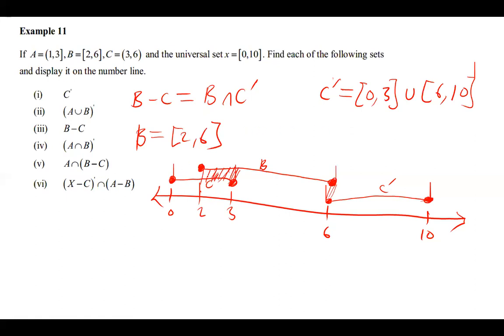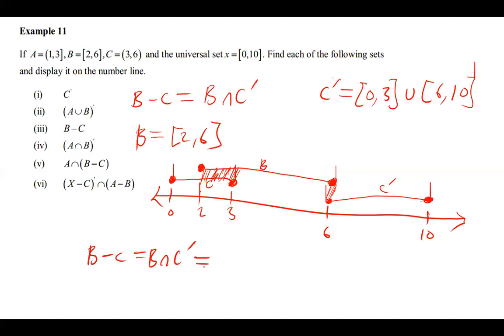Okay, so for the intersection set, you just get the common part. So this part is common, this part is common, even that part is common. So we can write our answer here. The answer for B minus C complement, we said, is just the same as B intersection C. Oh, sorry, B minus C is just the same as B intersection C complement.